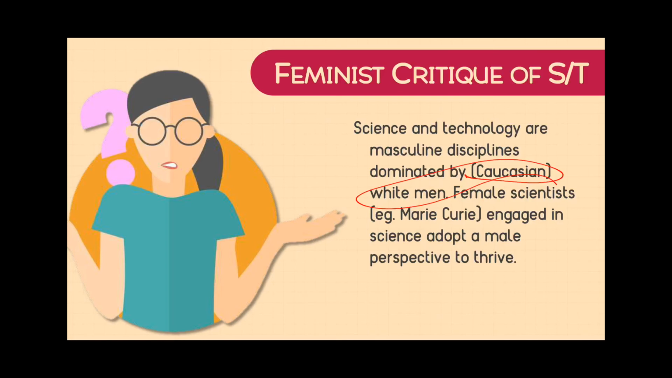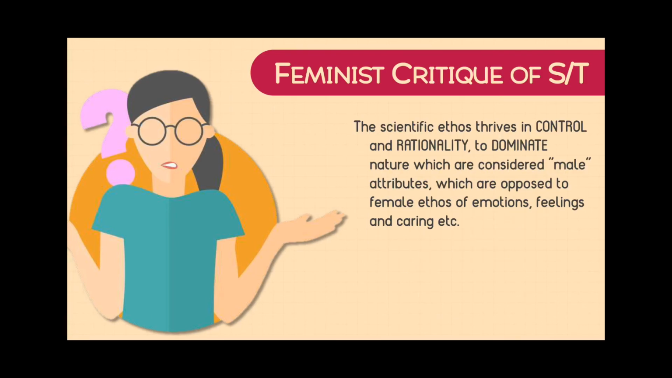And there are only a few women who are able to penetrate and be known for science, like, for example, Marie Curie. But in order for Marie Curie or other female scientists to be acknowledged in science, they also have to embody the masculine traits of science and technology. Because feminists argue again that when we do science, you have to embody some sort of masculine traits like control. Control in science is a very masculine trait.